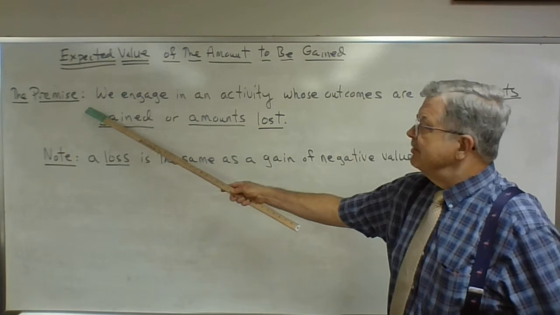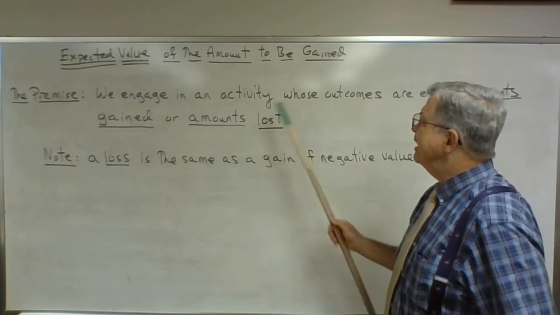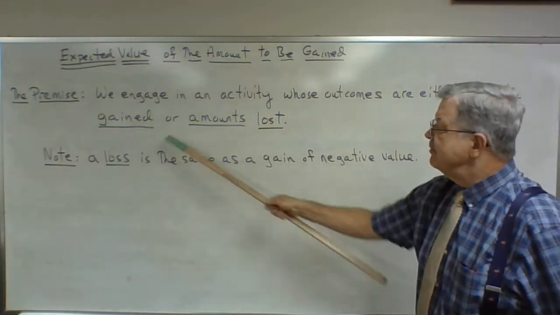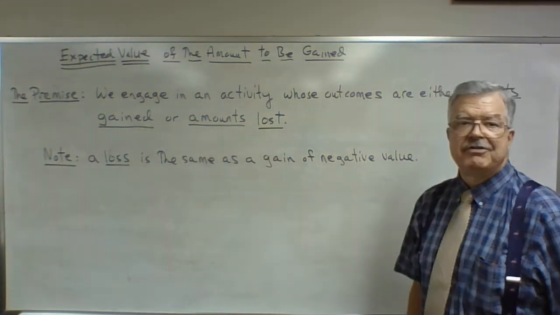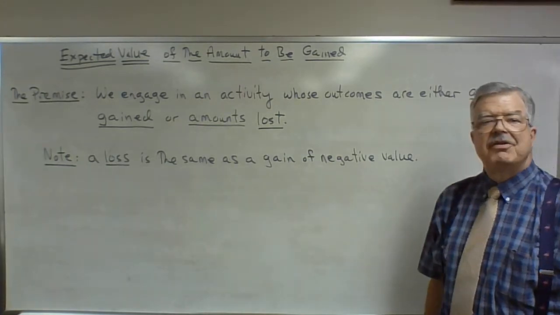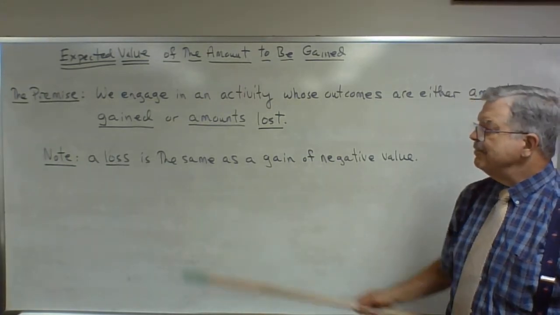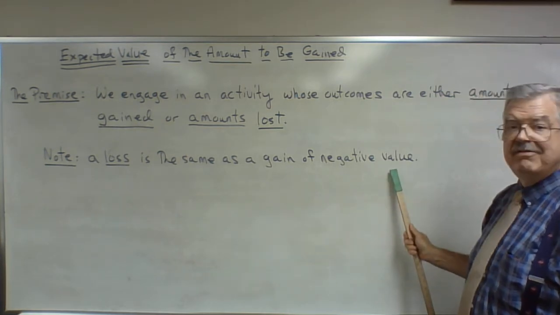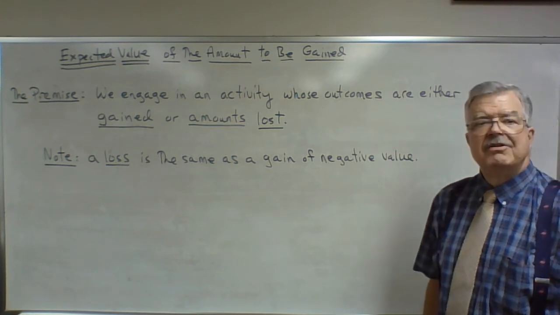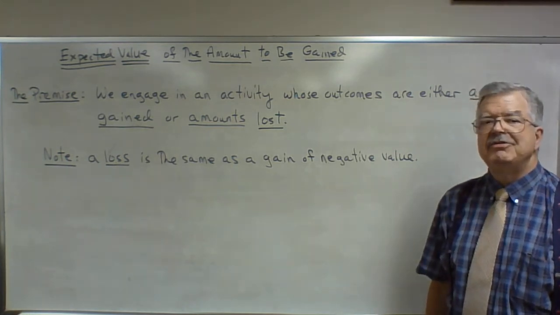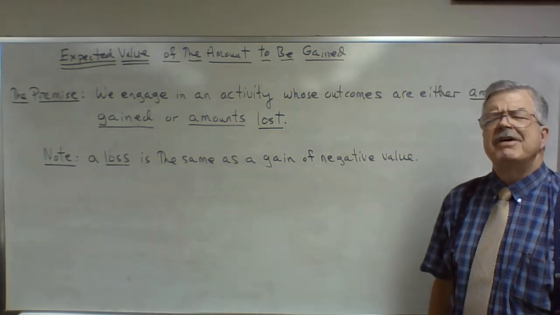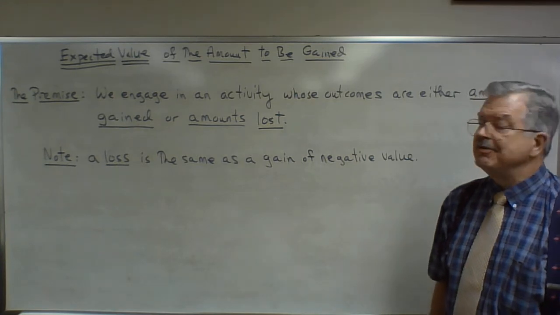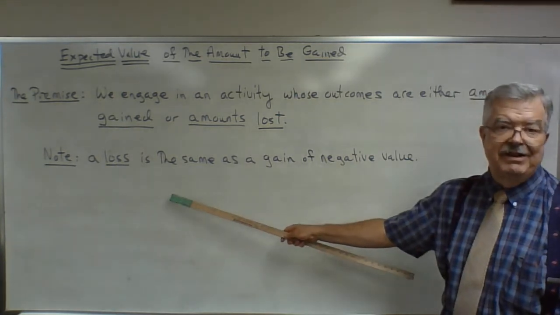And here's the premise. We engage in an activity whose outcomes are either amounts gained or amounts lost. And just so that there's no misgiving about anything, a loss is the same as a gain of negative value. So if I play a game and I lose $2, or rather, if I play a game and my gain is negative $2, that's the same as me losing $2.